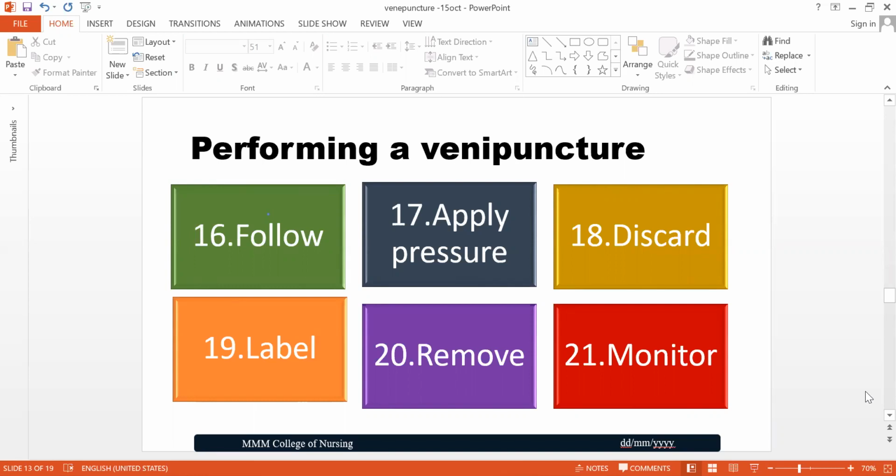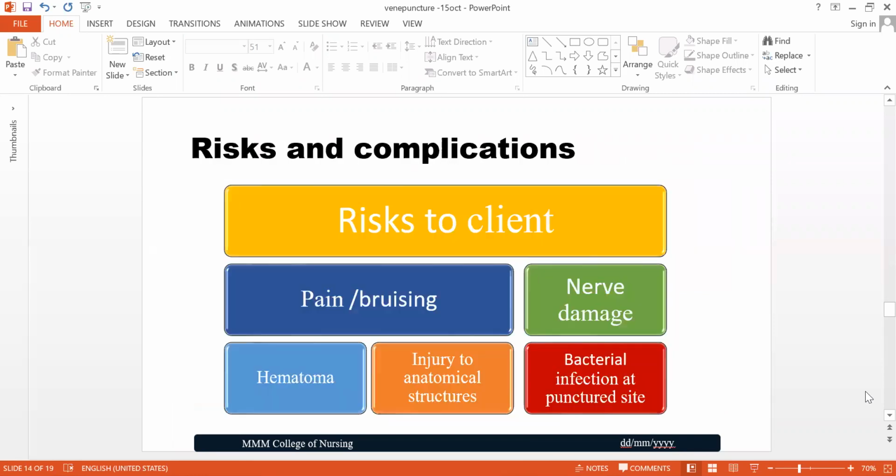After performing your hand hygiene, make sure that you document the procedure. Document it with date, number of attempts, time, and the site you had punctured. These things are to be kept in mind. Note, puncture the vein at only a 15 to 30-degree angle with the bevel facing upwards.